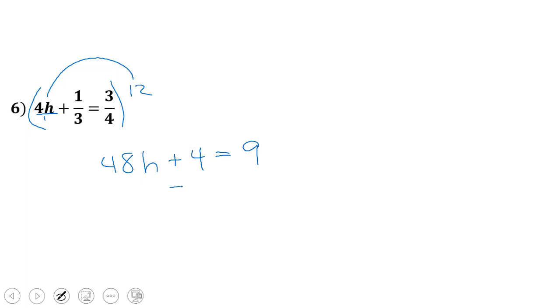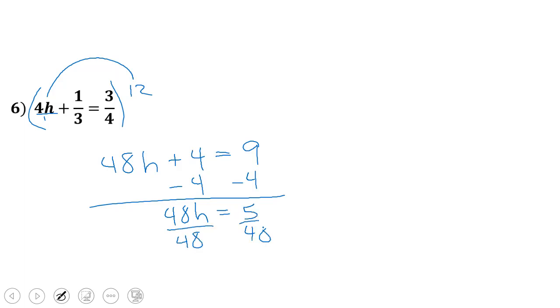So now I can subtract the 4 to start isolating my variable. Do it to both sides to keep the equation balanced. 48h is now equal to 5. Dividing by 48, I get an odd answer that h is equal to 5/48. Very strange, but it is what it is.